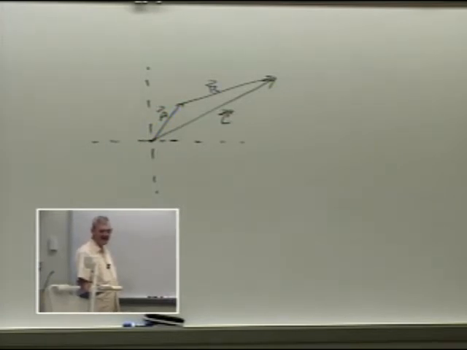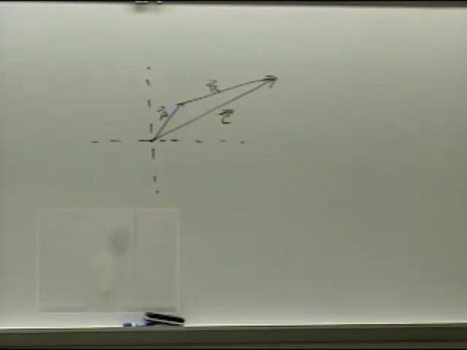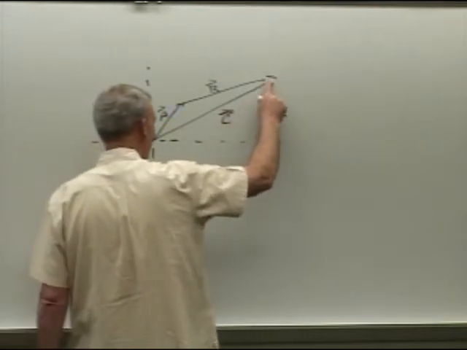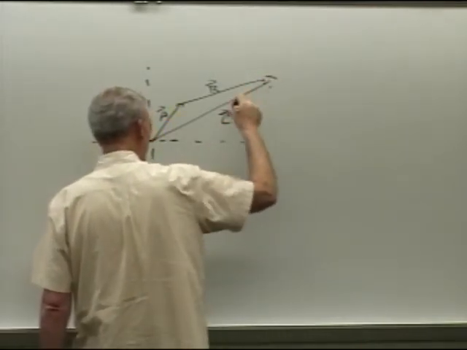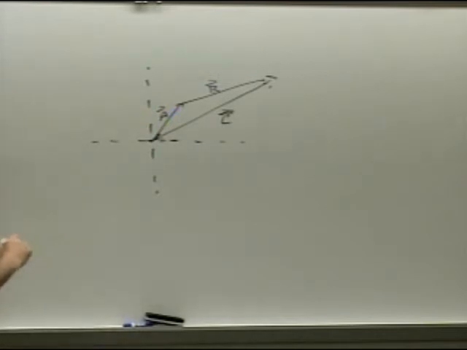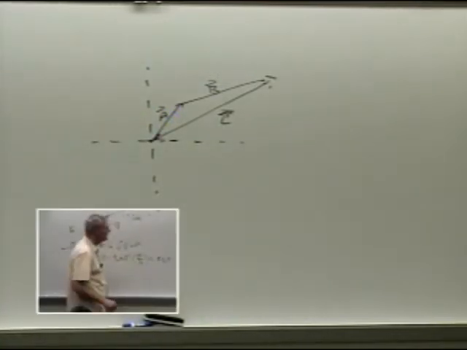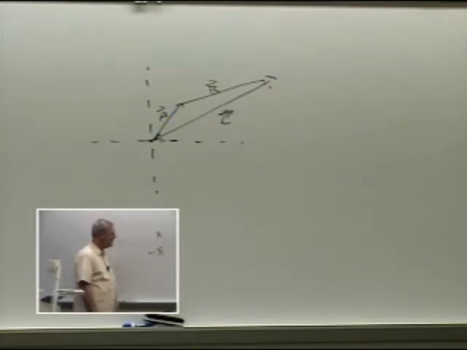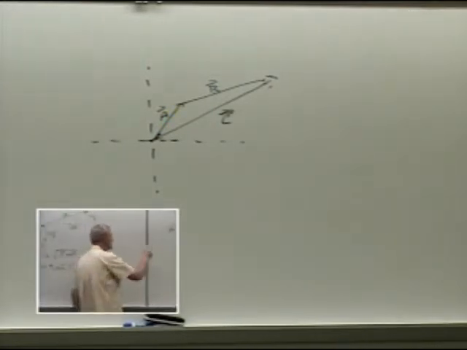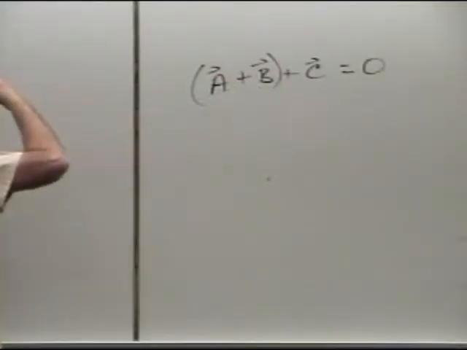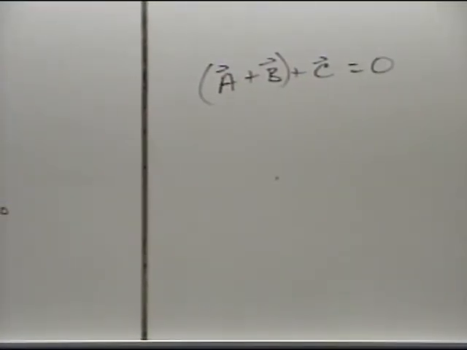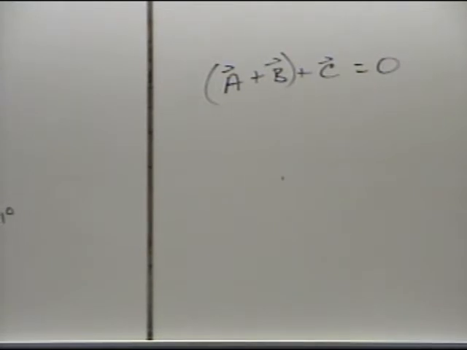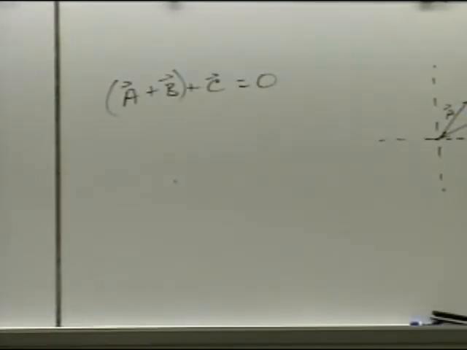So here's an easy way to find it. The C to get me back home looks like this. It's the opposite of this guy. C to get back home, I better put it right there. There we go. Well, let's find out what A plus B is. We can do that. That's a legal move, the associative property of addition. Okay. All right. So here we go.